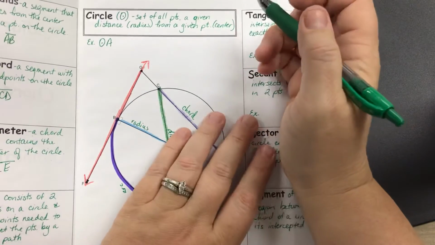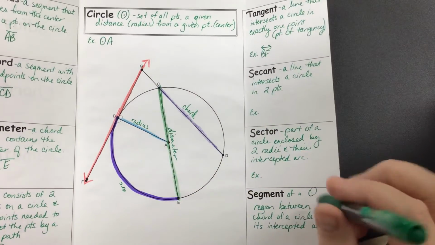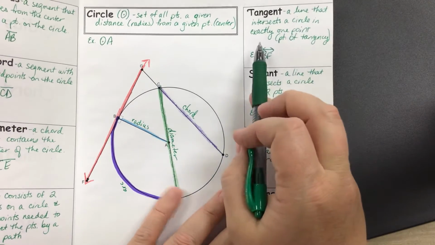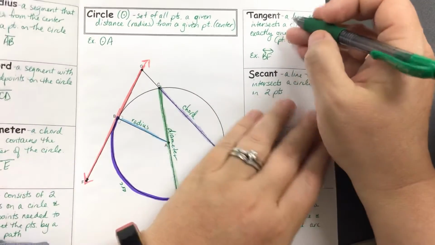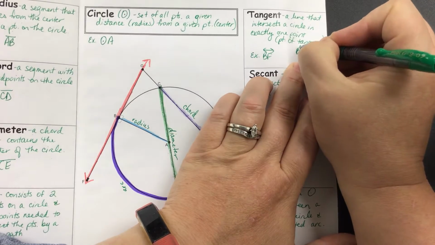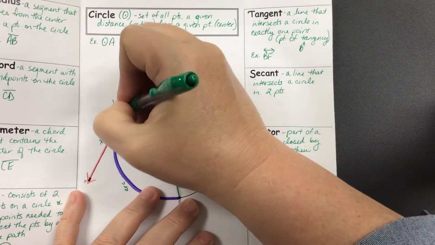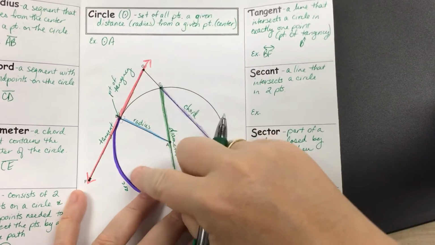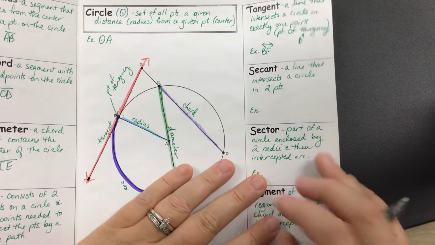So I could name this line, let's do it BF, or you could do GF, okay? Any 2 points. You could do F, G, etc. But again, it's a line that intersects your circle in exactly 1 point. That point is your point of tangency. So in this picture, where it intersects the circle is point B. That's your point of tangency. So this is my tangent line. Point B here is my point of tangency. So again, a tangent line intersects your circle in 1 point. That point is called your point of tangency.